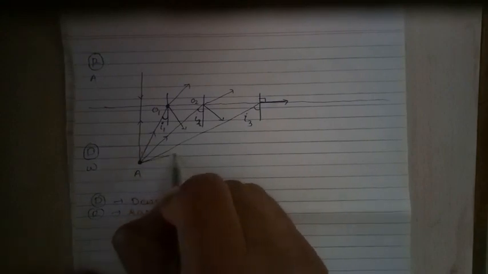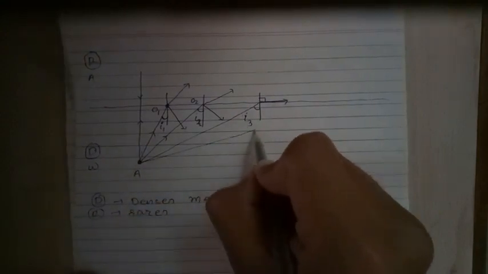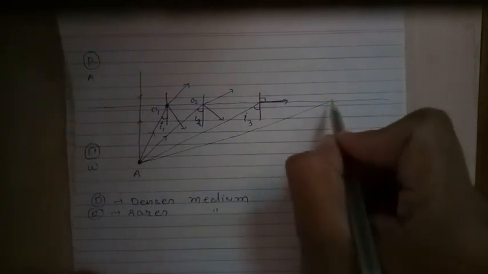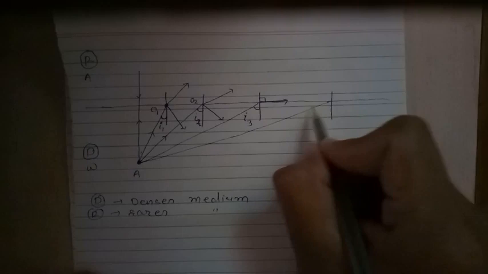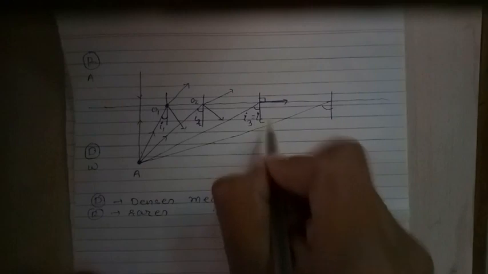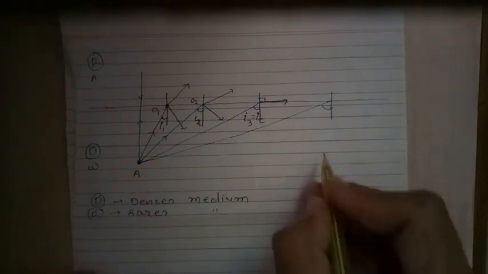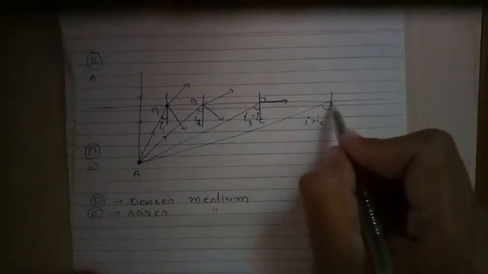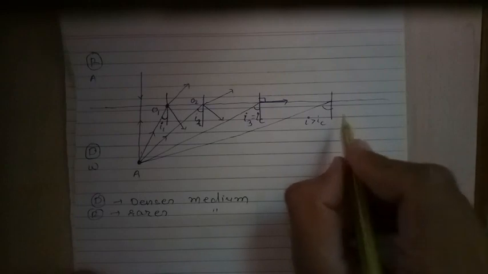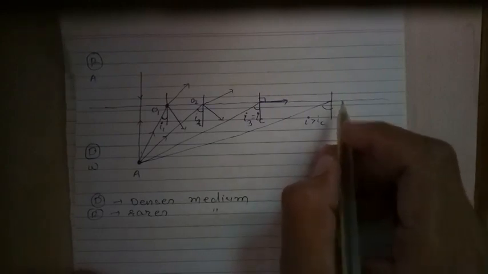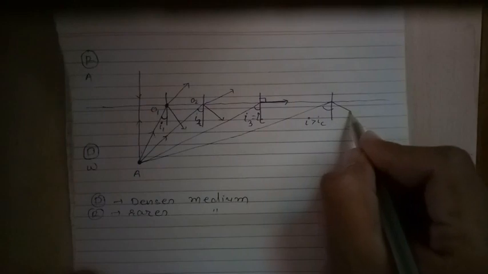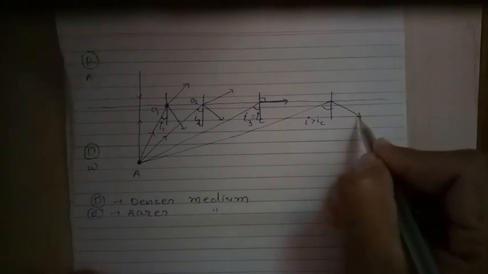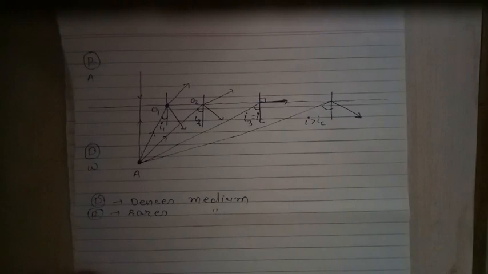So as we increase the angle of incidence greater than the critical angle, you can see from the figure that I3 is equal to IC, which is the critical angle. If the angle of incidence is greater than the critical angle, then refraction is not possible. So the incident ray is totally reflected like this, and this is known as total internal reflection.